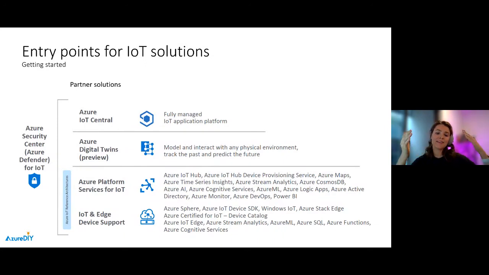When we talk about the entry points for an IoT solution, there are a few. If we start at the lower level, it all depends on what sort of environment you're currently working with. If you're familiar with things like Logic Apps, Azure Functions and App Service, the IoT set of services has similar capabilities within the platform as a service offerings. For example, IoT Hub, or the IoT Device Provisioning Service, and Azure Maps, which is a great set of services to help you get started and build that architecture.